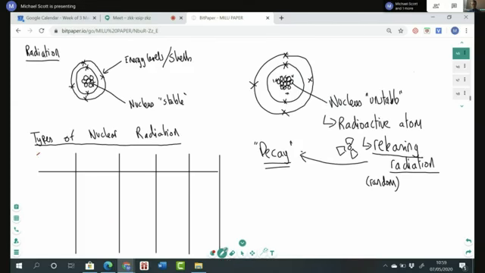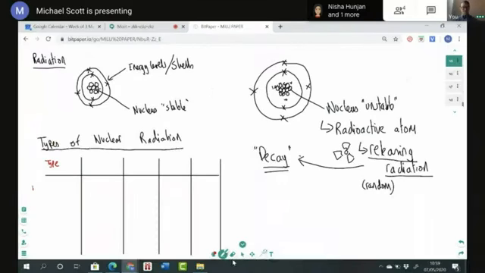Let's look at, first of all, the types of radiation. The first type that we're going to look at is something called alpha radiation. Alpha radiation has a symbol that looks like a fish, but we give this the symbol for alpha radiation.